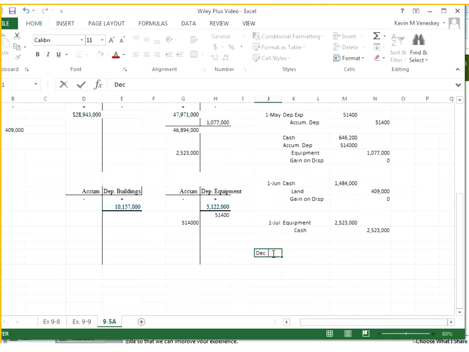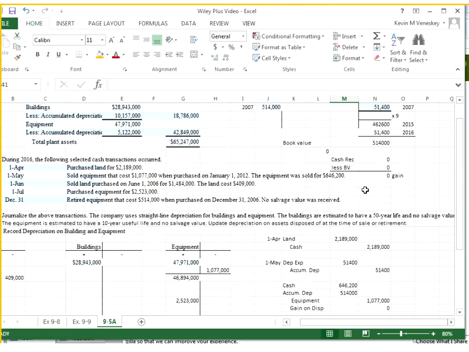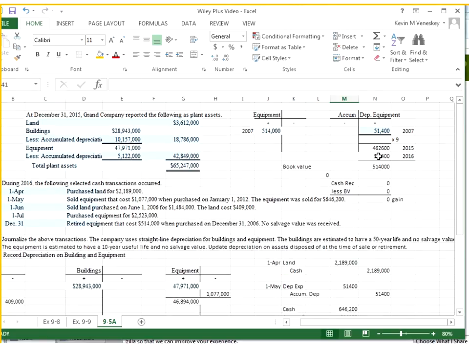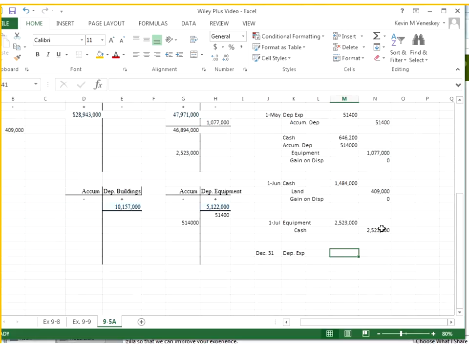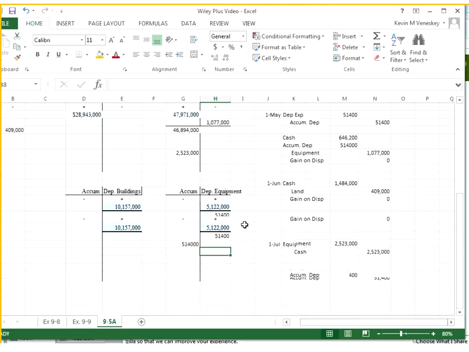So what I want to do here for December 31 is, A, show the depreciation that I just calculated for this piece that I'm getting rid of. And I just showed $51,400 in depreciation. So therefore, I need to add to my accumulated depreciation for the equipment $51,400. And that's what I'm going to put over here.